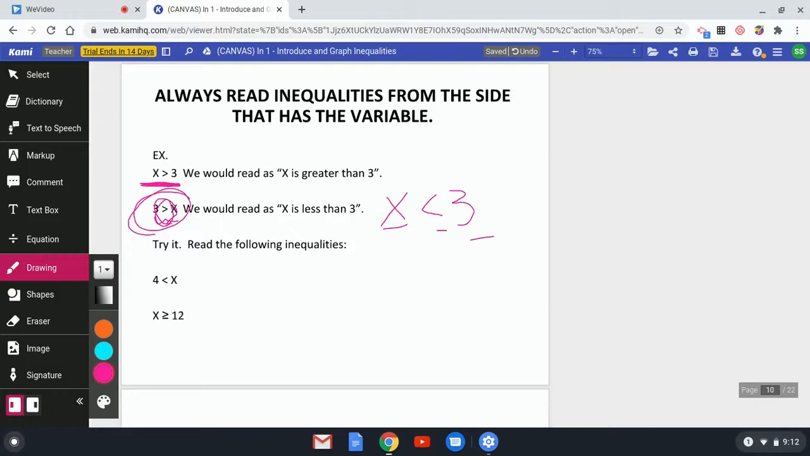Go ahead and pause and try the next two. Read them out loud. All right, how did you read this? Let's see. Did you read it: x is greater than 4? If you can't see it, flip it. X on this side, 4 on this side. Flip your inequality symbol. It needs to still be facing the variable like it was here. X is greater than 4. And this one, straightforward. X is on the left. X is greater than or equal to 12.